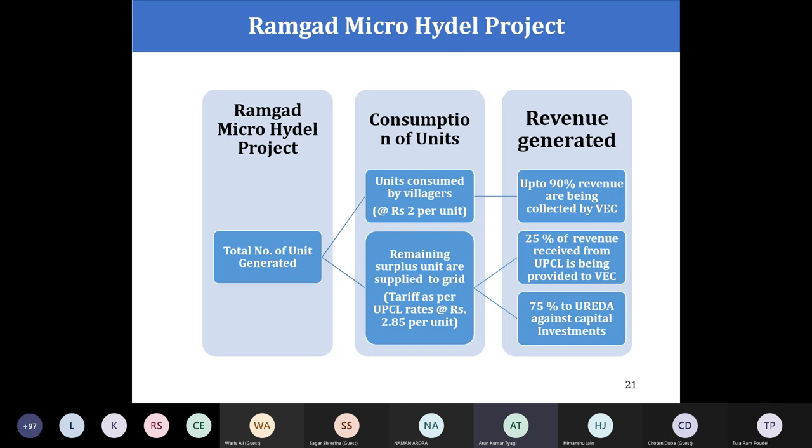If a developer is asking ₹2.50, then you can give that project on lease to the private developer, who will operate and maintain it for 7 plus 3 years, or total 10 years, and you will provide ₹2.5 to them, and you will get 50 paisa, the margin from UPCL. So that is the lease based project.